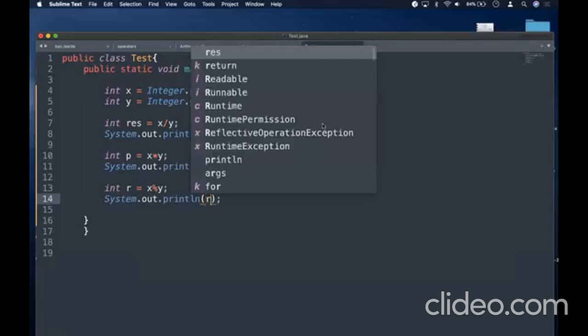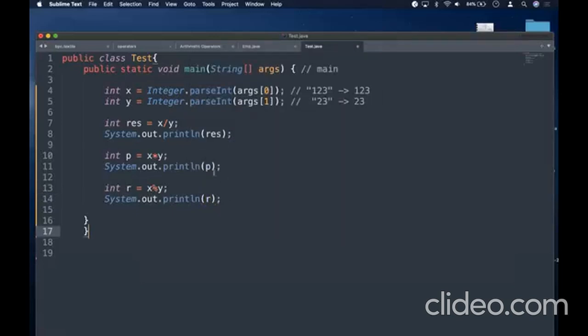Okay, so I just want to print this when I am saying r. These are simple operators, of course. So for example, it's not 23, let us assume 20. It's just 20. So what is x by y? 123 by 20. So how many times will it go? 6 twos are 12.